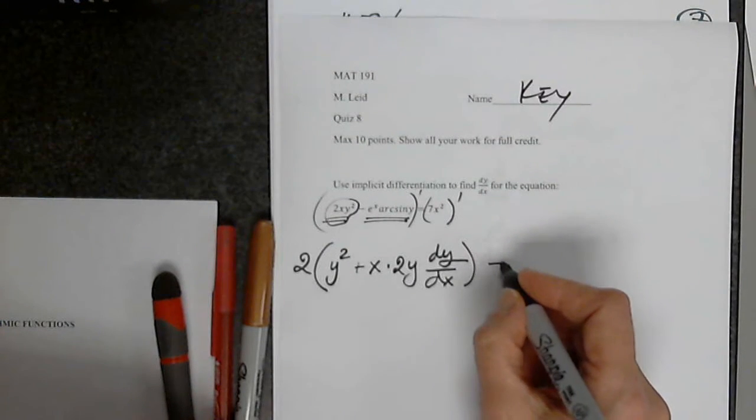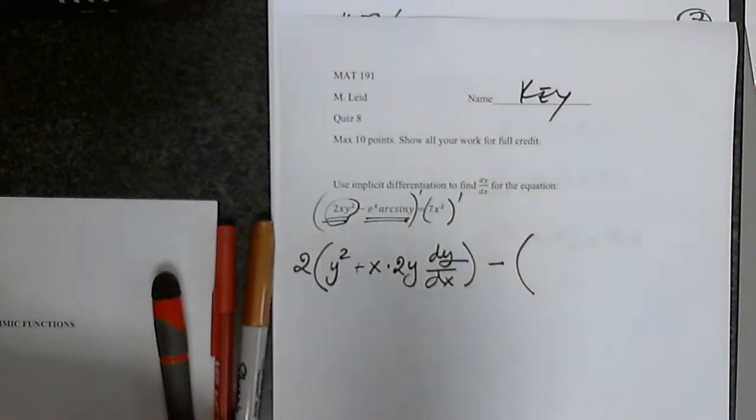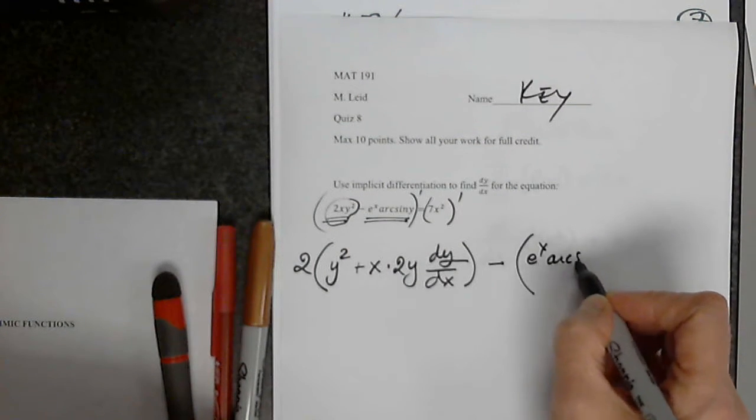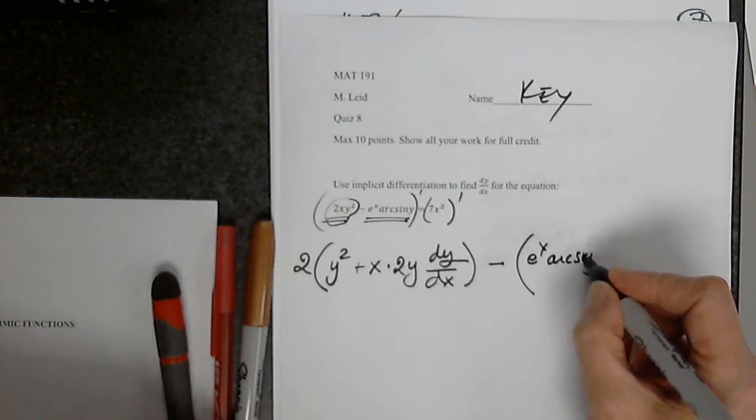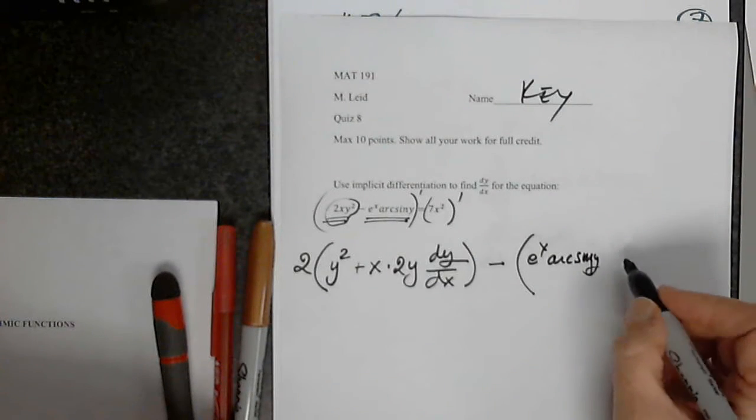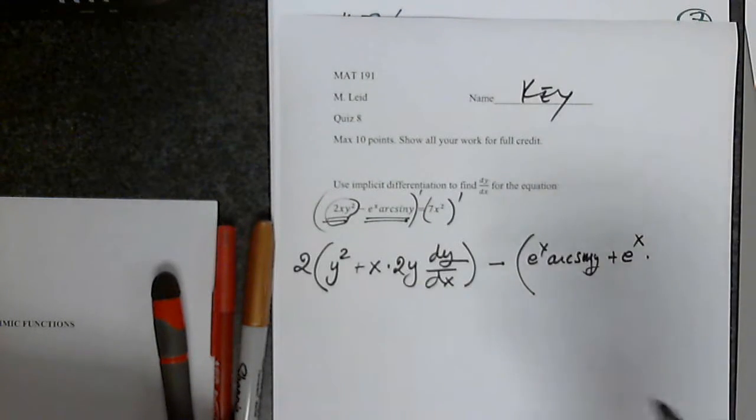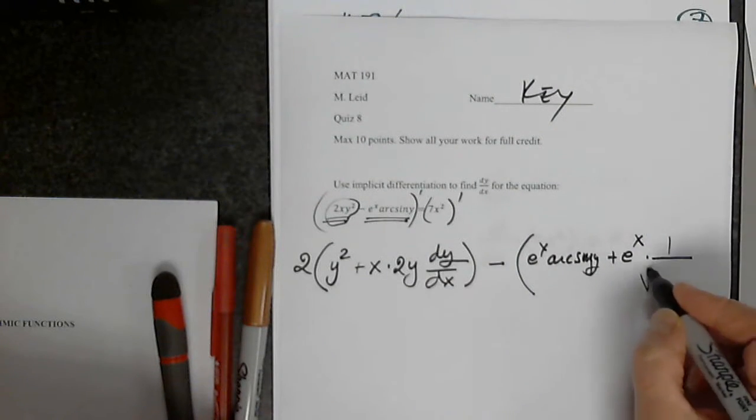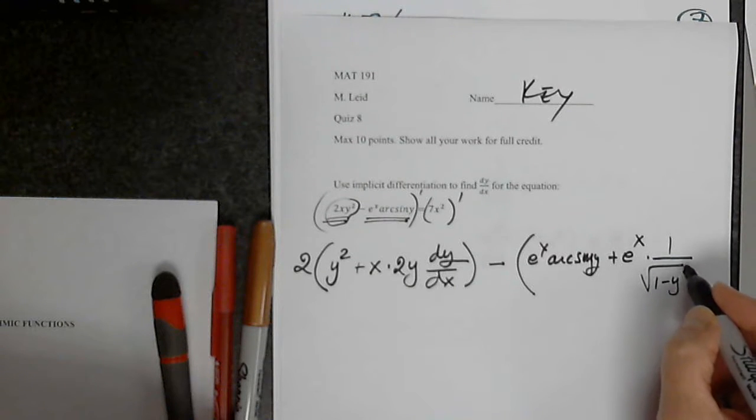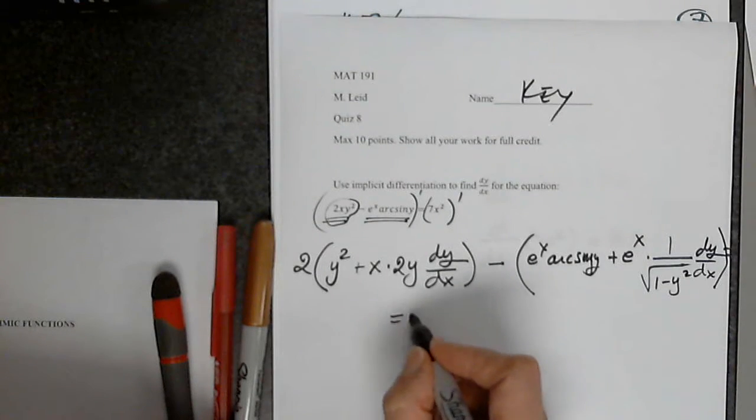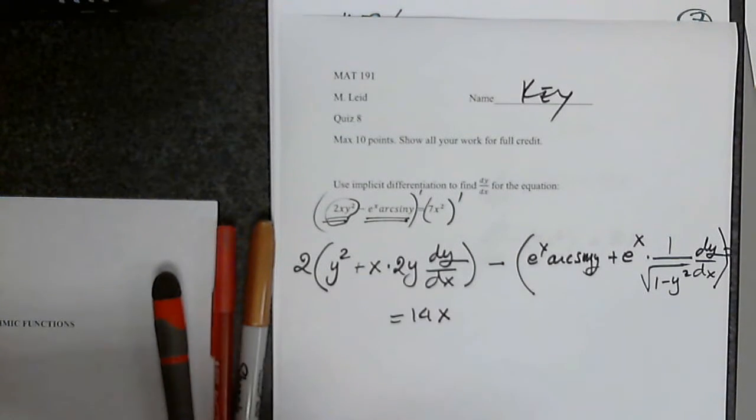Okay, now minus. Again, I don't want to bother with the sign. It can wait for me. I differentiate the first function, I get e to the x arc sine y, oops, plus e to the x times arc sine y prime, which is 1 over the square root of 1 minus y squared times dy over dx. And then equal symbol, 14x.